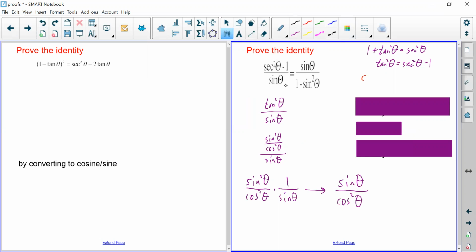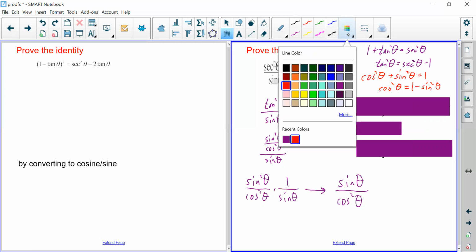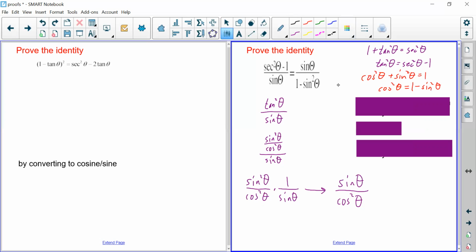What am I to do? Well, remember, cosine squared plus sine squared equals 1. If you subtract both sides by sine squared, you get cosine squared equals 1 minus sine squared. And I hope you see that you are right on top of it. You can replace cosine squared with 1 minus sine squared because they are the same. And that's the proof. It's done.